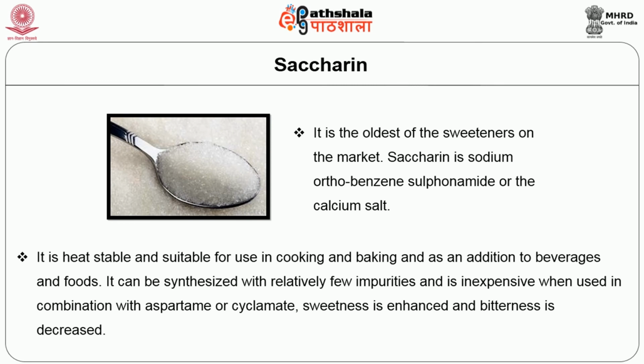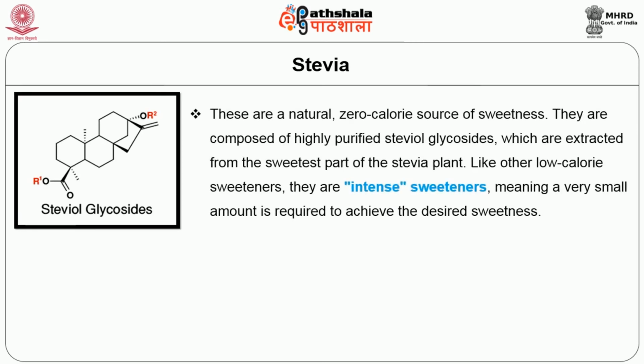It can be synthesized with relatively few impurities and is inexpensive when used in combination with aspartame or the cyclamate. Sweetness is enhanced and the bitterness is reduced here. And the other sweetener available in the market is stevia. Stevia sweeteners are natural ones, a zero caloric source of sweetness. They are composed of highly purified steviol glycosides, which are extracted from the sweetest part of the stevia plant.